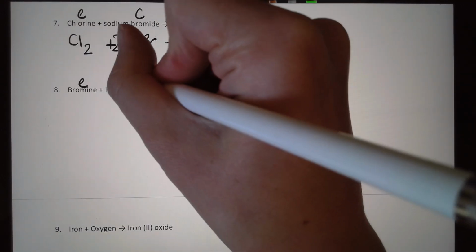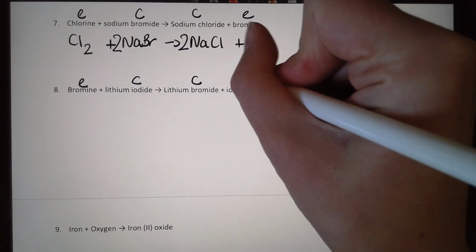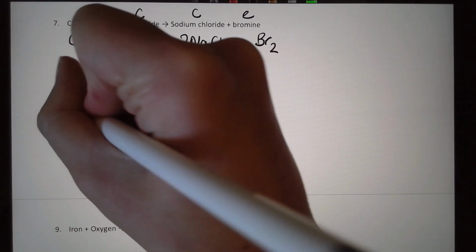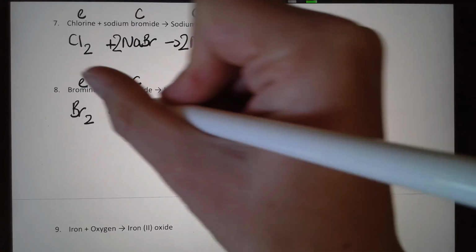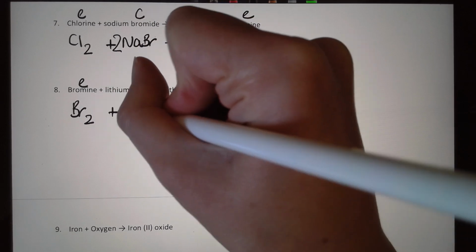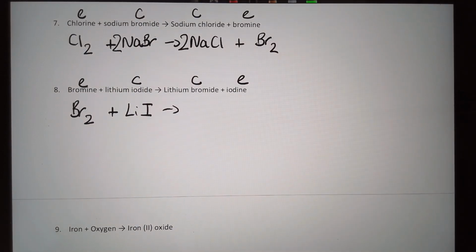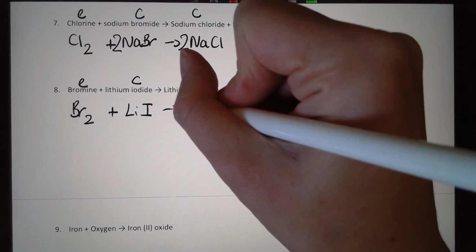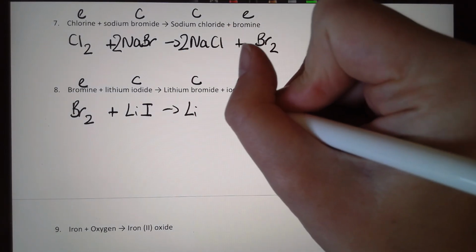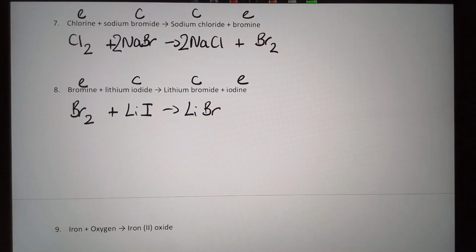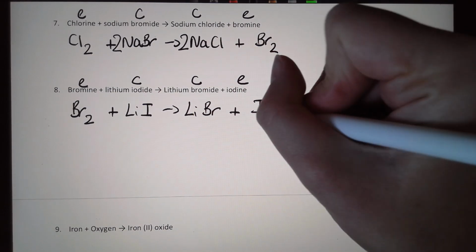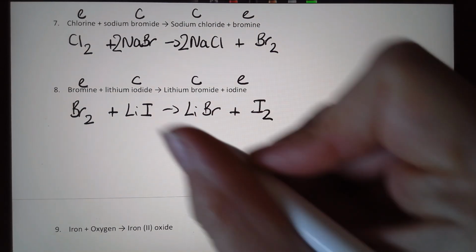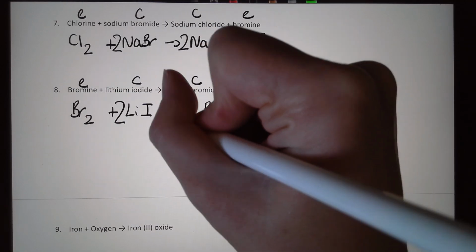Bromine, element, lithium iodide compound, compound, element, bromine, Br, diatomic, added 2. Lithium iodide, work it out using charges. Li is plus, I is minus, the formula is LiI. Lithium bromide, similar story. Lithium is plus, bromine is minus, charges cancel, so it's LiBr. And iodine is an element and it's diatomic. To balance, just as above, I needed 2 and I needed 2.